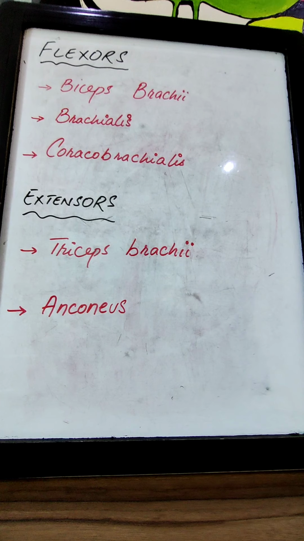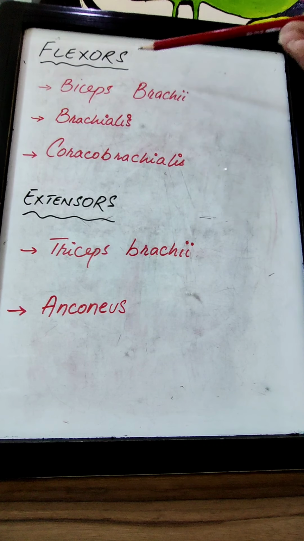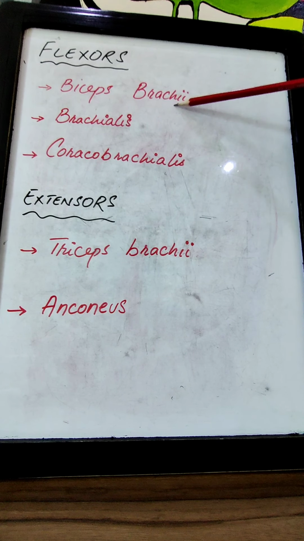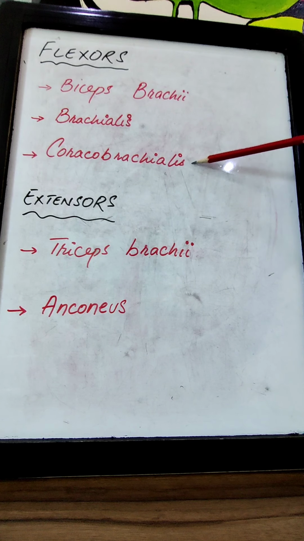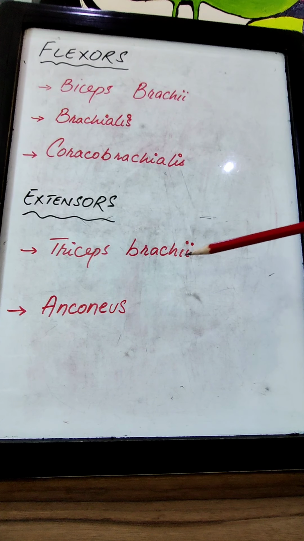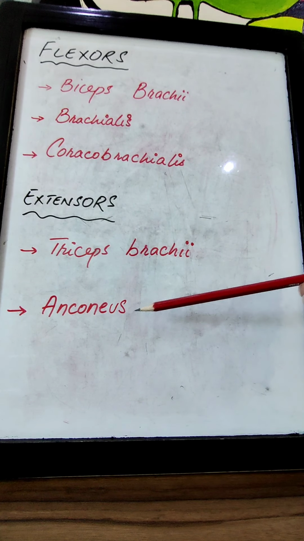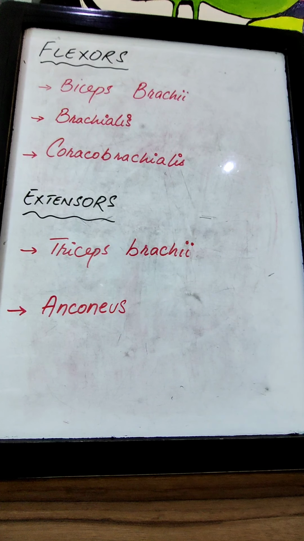Okay, so when it comes to the flexors of the arm, you have three muscles: the biceps brachii, the brachialis, and the coracobrachialis. And when it comes to the extensor compartment, you have the triceps brachii, which is the main extensor, and then you have the Anconeus.